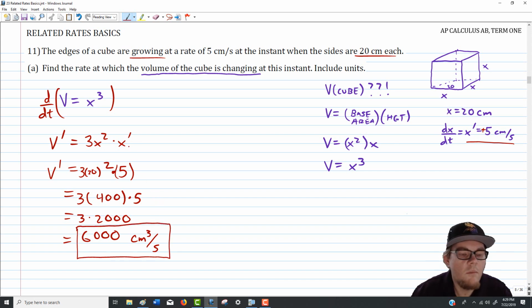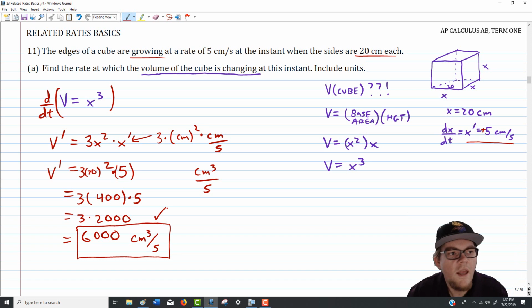If the units give you trouble though, you could also go up to here and look at it that way. We'd have 3 times centimeters squared times centimeters per second. And if we multiply out those units, we'll get centimeters cubed per second. So either way we do it, we get the correct units. And we've just completed question 11A.